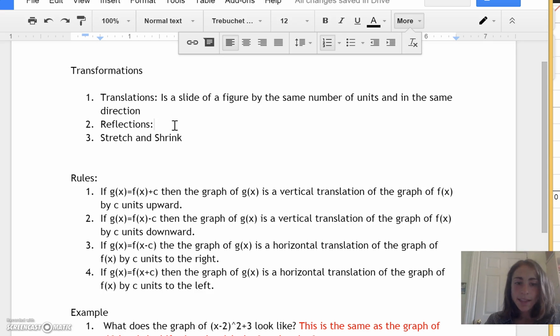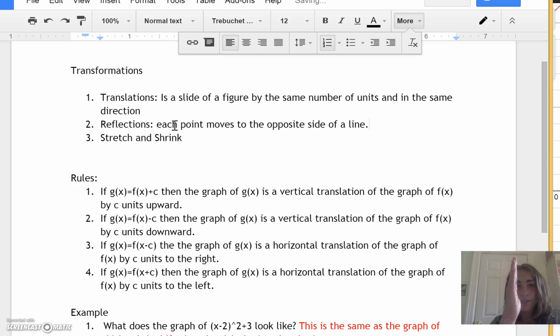So one way to say that is each point moves to the opposite side of a line. You can think of the line as being sort of like the mirror, so if one point is this far away from the mirror, you see it perpendicularly across the same distance away on the other side of the mirror. So maybe we can be even more specific. Each point moves to the opposite side of a line perpendicularly.